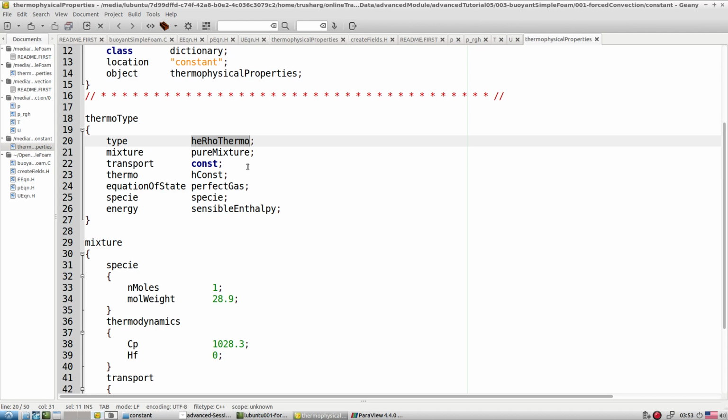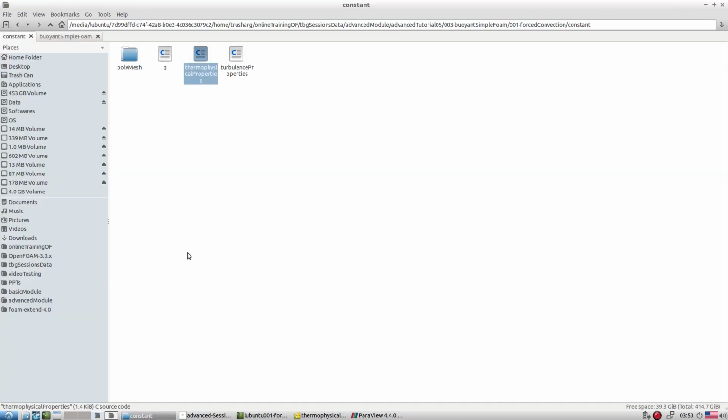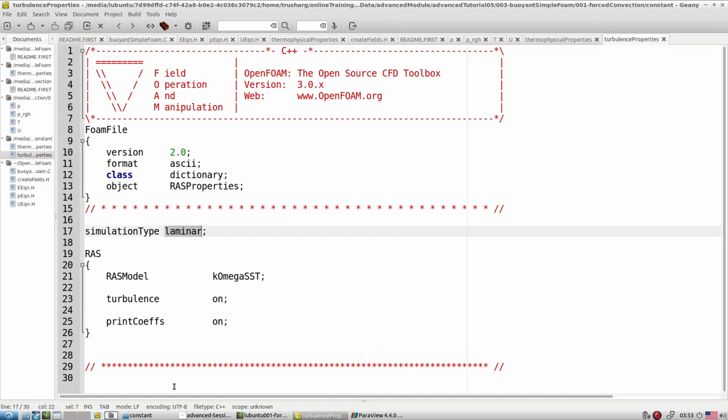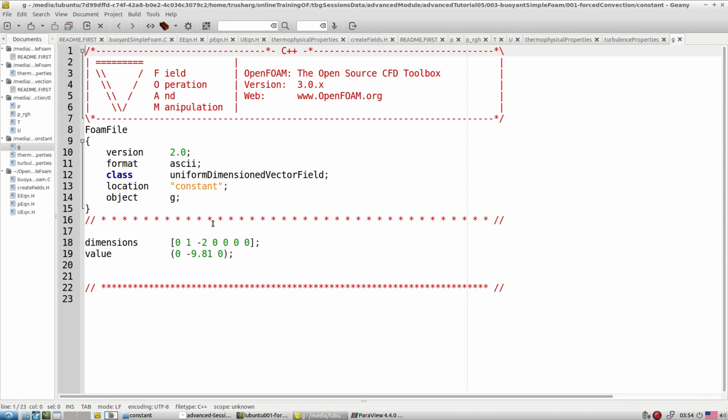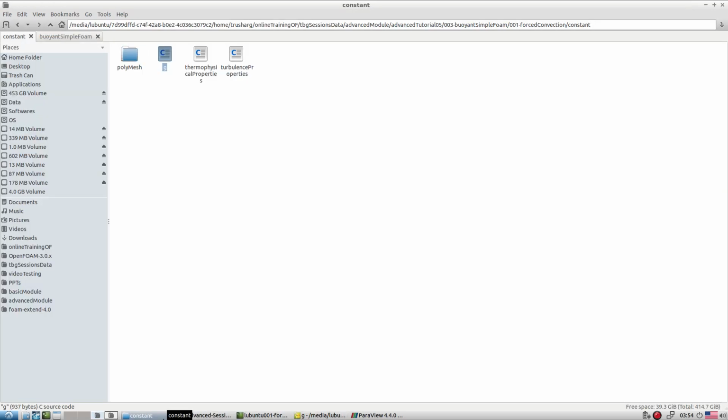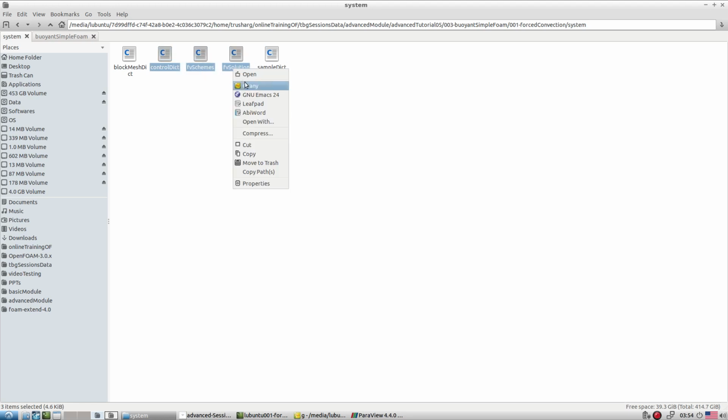So let's now look at the turbulence properties. It is laminar flow. And G is definitely required because it is compressible and buoyancy driven compressibility is available, so the G file is also required. That is what we specified here, G. Now let's look at the system folder. Inside the system folder we have a couple of things.